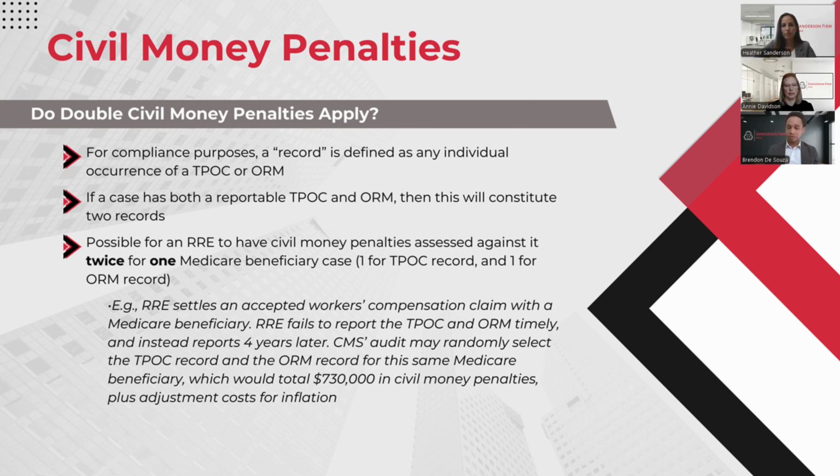So as an example, you have an RRE who settles an accepted workers' compensation claim with a Medicare beneficiary. This RRE fails to report the TPOC and the ORM timely, and for whatever reason, they'll get to it later. They report it 3 years after the fact on both instances. CMS's audit may randomly select that beneficiary's TPOC record and their ORM record, right? So the CMPs are effectively doubled. So $365,000 times 2 is $730,000, but as adjusted for inflation, your failure to report on just one Medicare beneficiary could be over $1 million in civil money penalties. So that's why timely reporting is incredibly important.